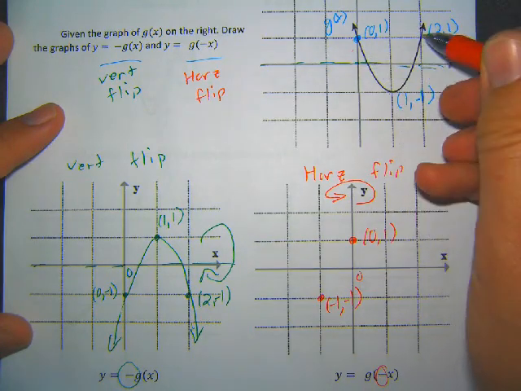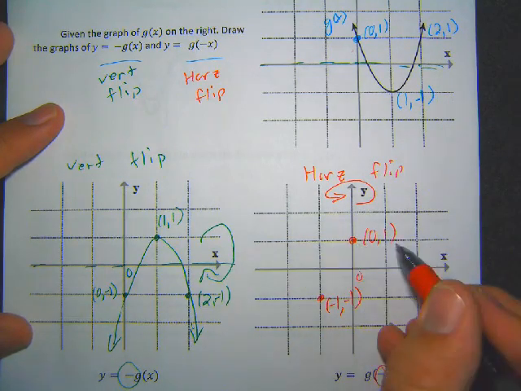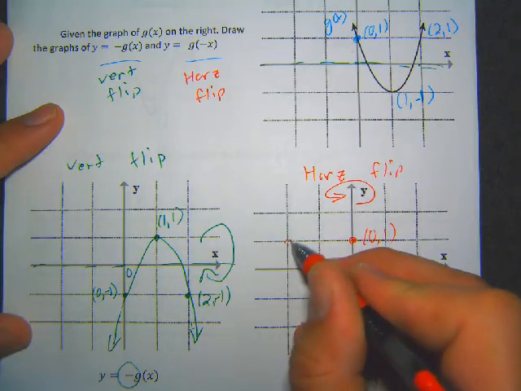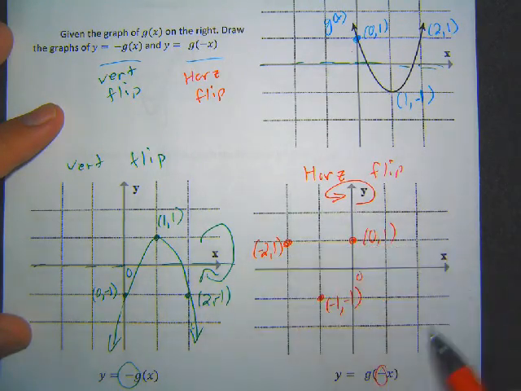Last point, I have 2, 1 up here. So 2, 1 would have been here. But it flips over. Since it's 2 away, it's going to actually end up 2 to the left. So it flips over all the way over here. So it's become negative 2, 1. So that 2, 1 becomes a negative 2, 1.